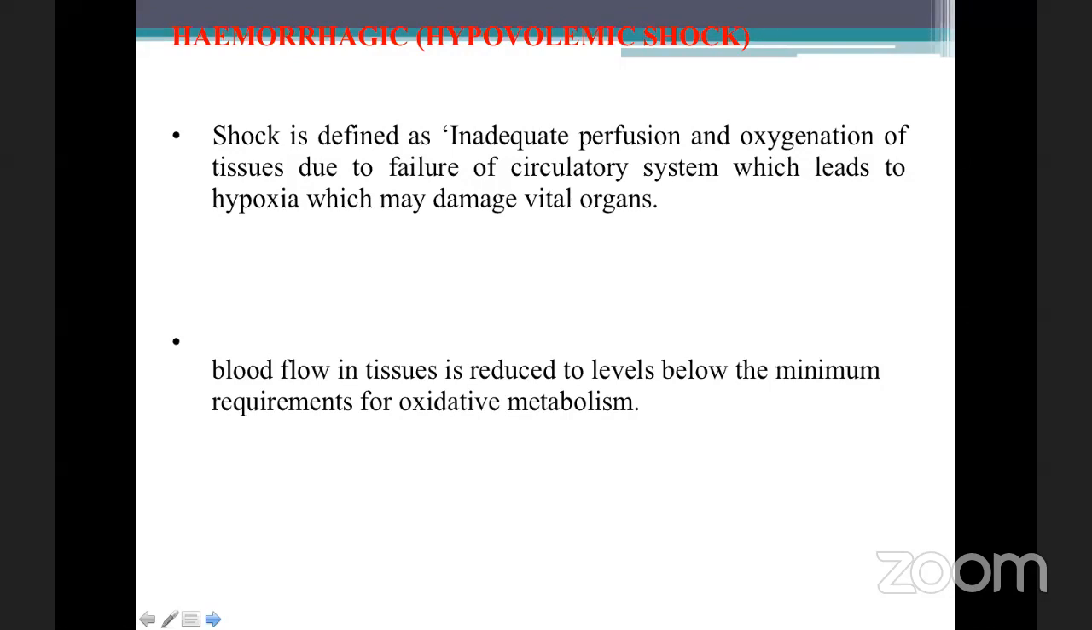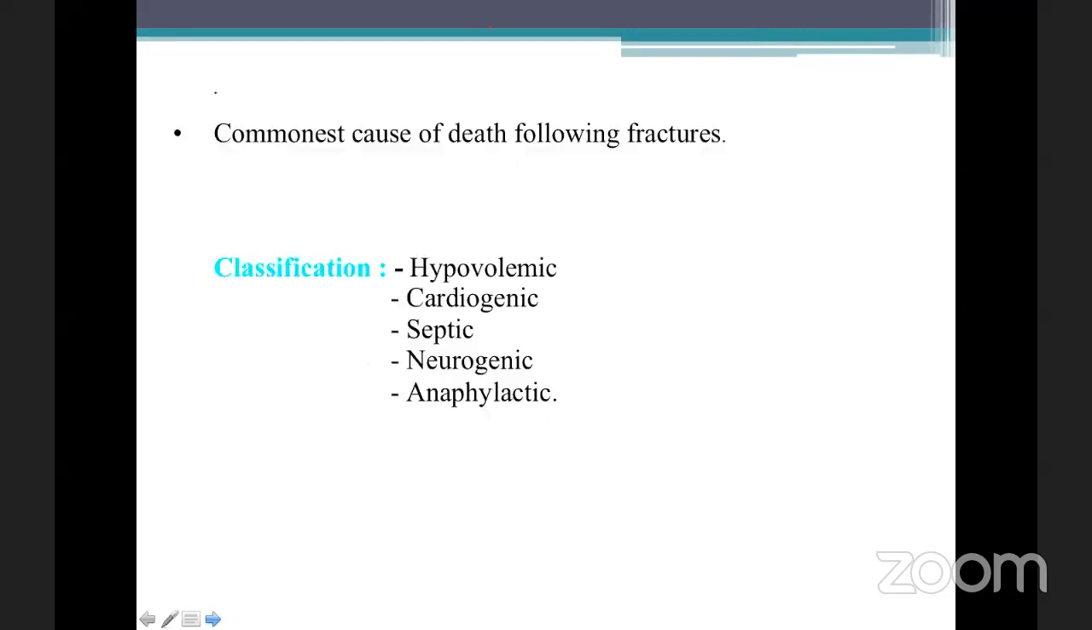So first is hemorrhagic or hypovolemic shock. What is shock? As we have studied in our physiology classes, it's inadequate perfusion and oxygenation to the tissues due to failure of the circulatory system. So there is persisting hypoxia in the vital organs, and acidosis is going to develop in the system. This is the commonest cause of death following fracture, and there are different types of shock like hypovolemic shock, cardiogenic shock, septic shock, neurogenic shock, and anaphylactic shock.